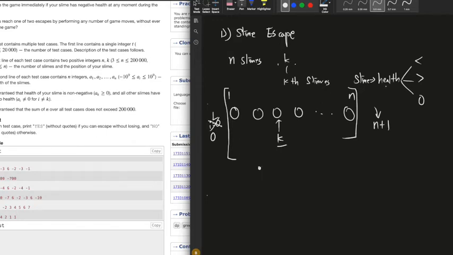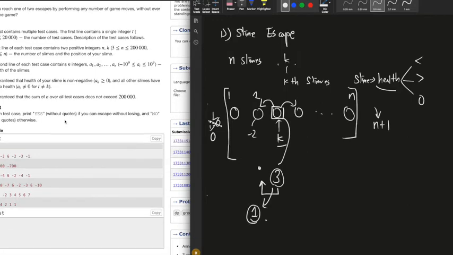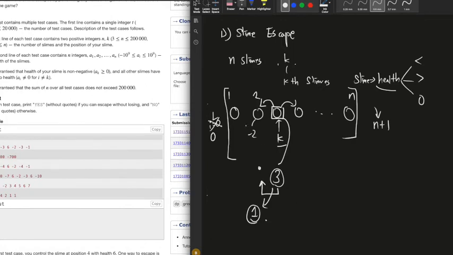And there's one more. Every slime has health, and every time I move my slime to another slime, the health will be added. So if my slime has 3 as a health, and the left one has -2, the time that I move to index 2, my health will be decreased by 2, so it will be 1.